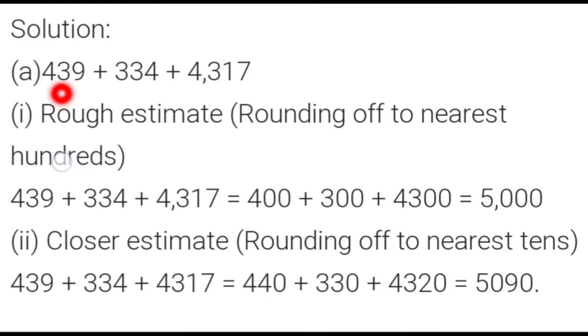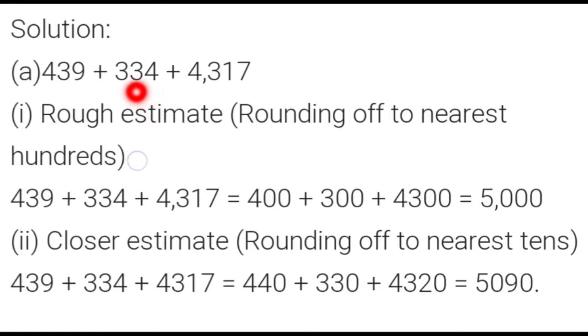439 lies between 400 and 500, and the middle limit is 450. Numbers up to 449 are nearest to 400, and numbers from 450 onwards are nearest to 500. So 439 is less than 450, so it is rounded off to the nearest 100, that is 400.